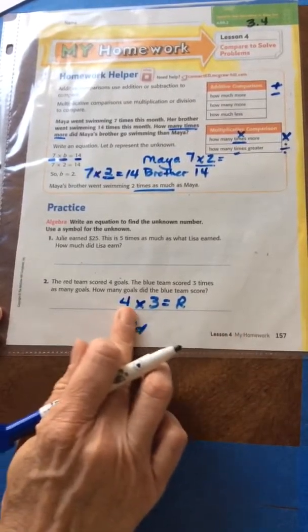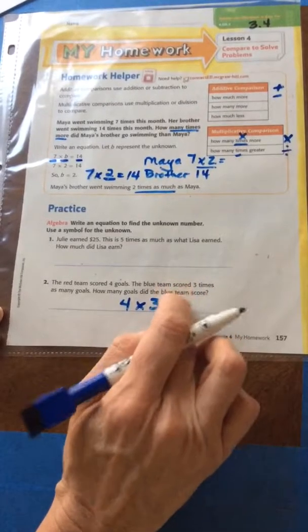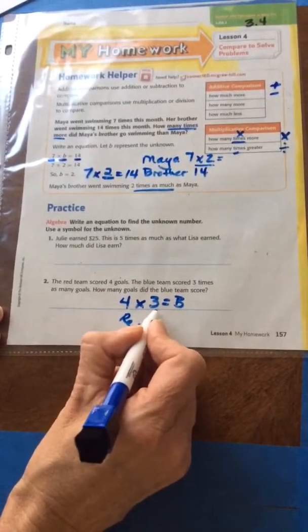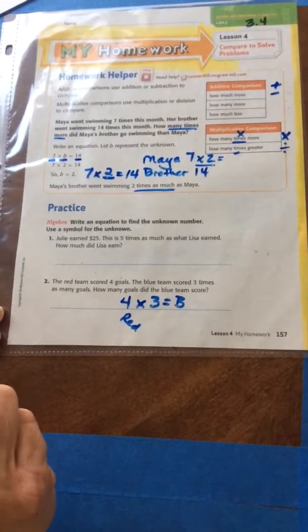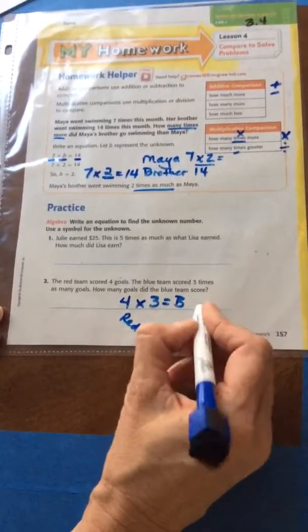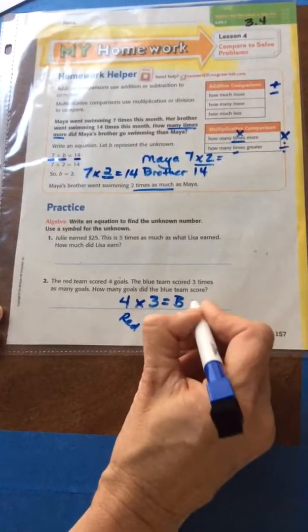So, the blue team. This is going to be the blue team here. Let's do B for blue. B for blue, let's not be confusing. So this is your red team, and this is what the blue team earned. And what did the blue team earn? 4 times 3 is 12. So B equals 12.